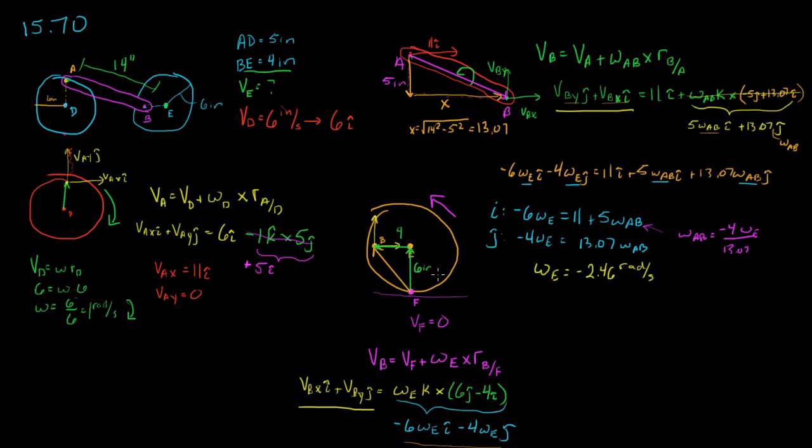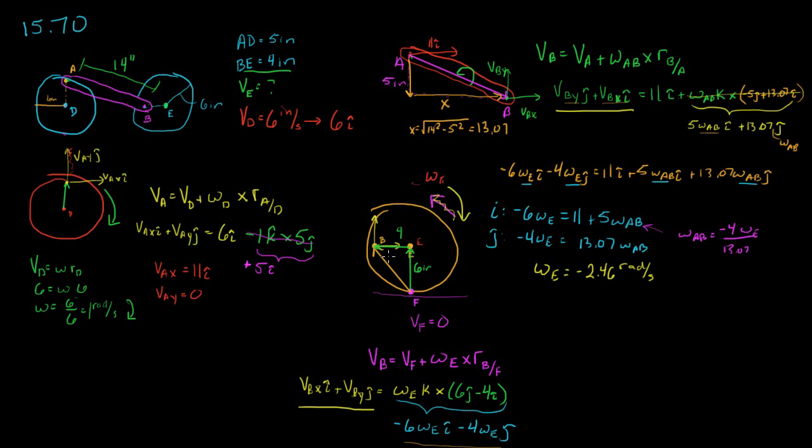radians per second. So what does this mean? This means this assumption we made wasn't right. It's not going this way. It's actually going this way. And because we're in vector notation, we're just going to leave it right now as minus 2.46. We're still interested in figuring out what this velocity of E is right here. So we now know what this angular velocity is of this last wheel that we're looking for.